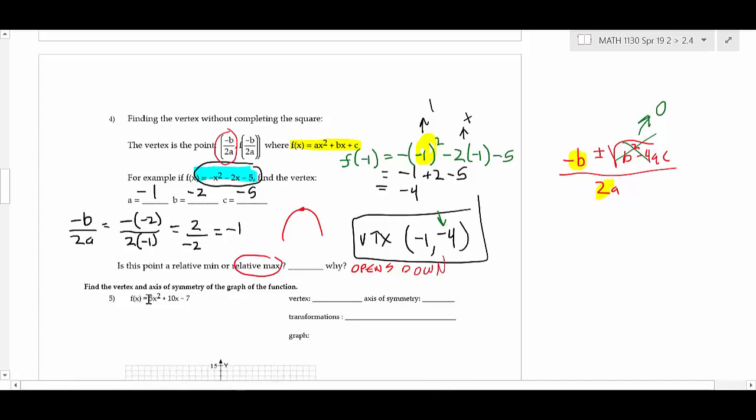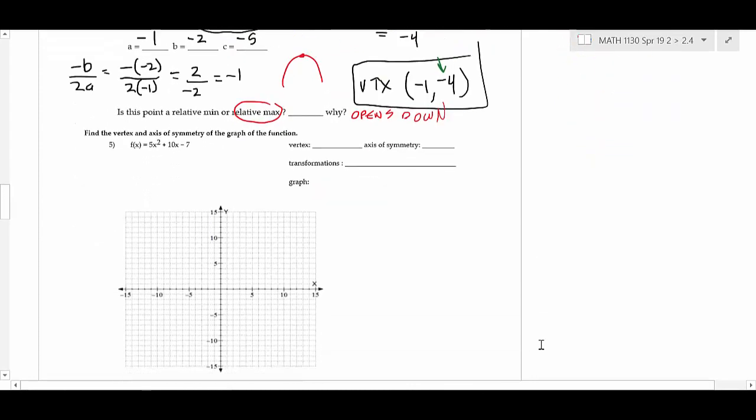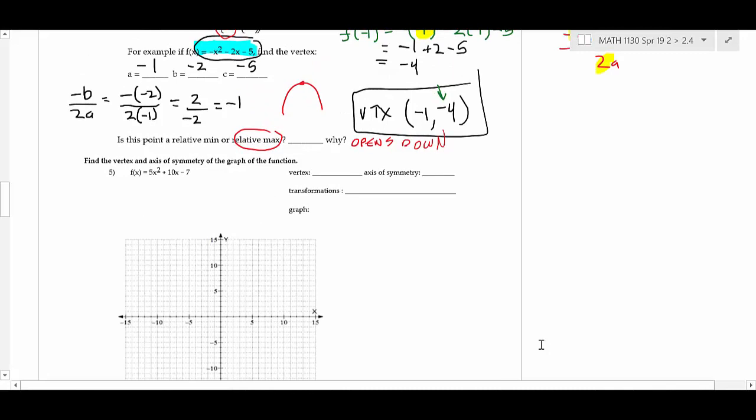See, with this number 5, completing the square would be a little more difficult, so it's just as well to go through and do -b over 2a and be done with it. Any questions about what I just did? All right, so let's run through one of these together here.